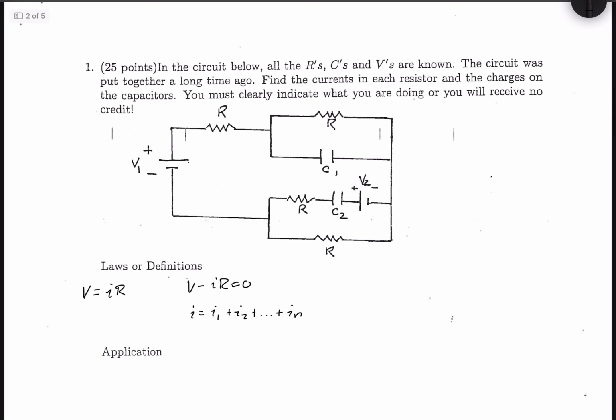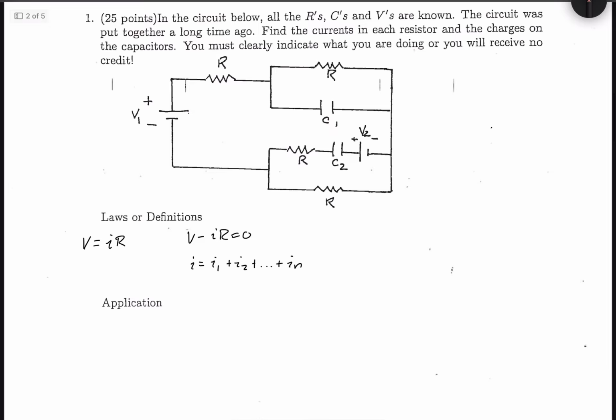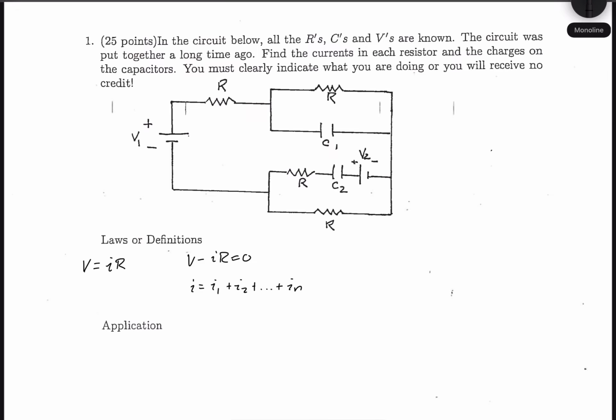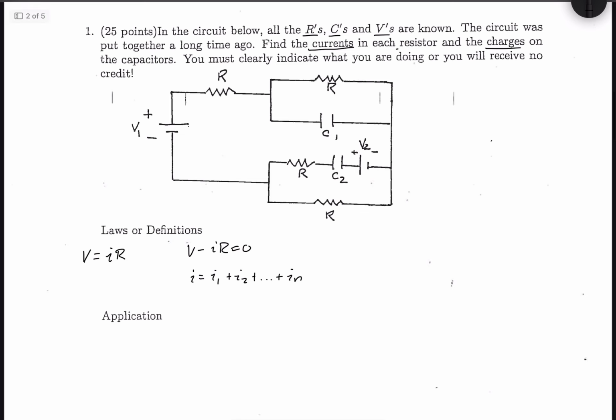Okay, so this circuit is going to go like this. How I usually do these is, well, we can see that all the resistors have the same resistance. We have two different capacitors, so two different capacitances, and two different batteries, and we know all these values. We need to use those to solve for the currents and the charges on the capacitors. Another good one to use is that charge divided by C equals V.